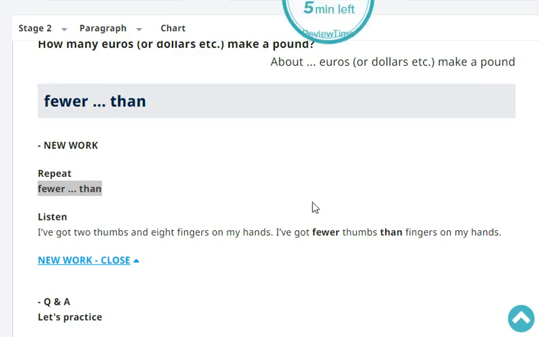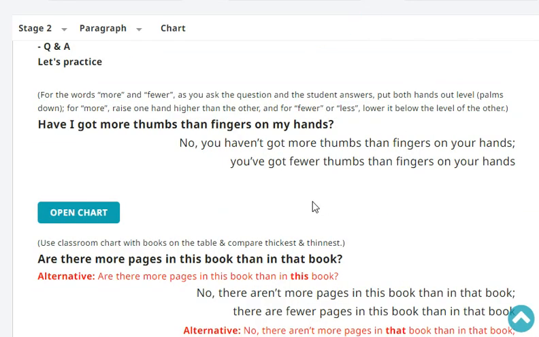Okay, let's practice. Have I got more thumbs than fingers on my hands? No, you haven't got more thumbs than fingers on your hands. You've got fewer thumbs than fingers on your hands. Very good.